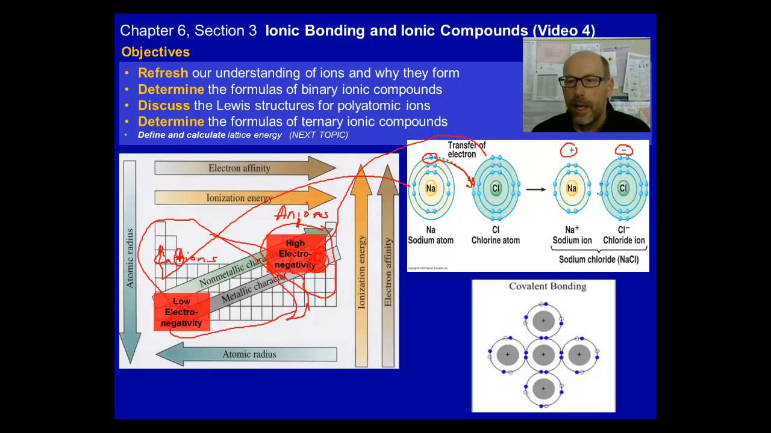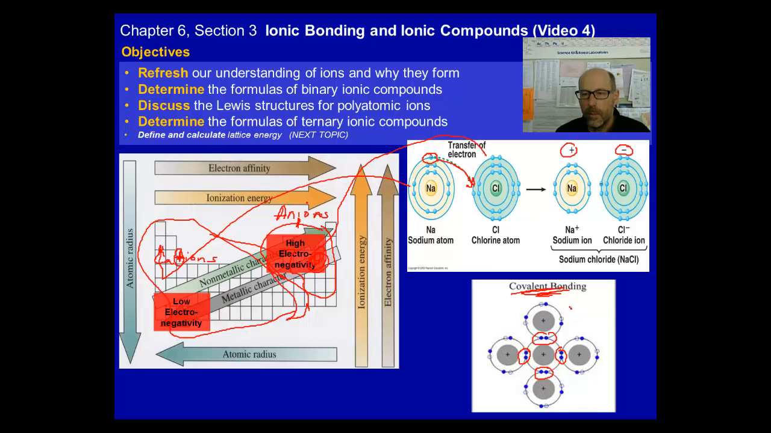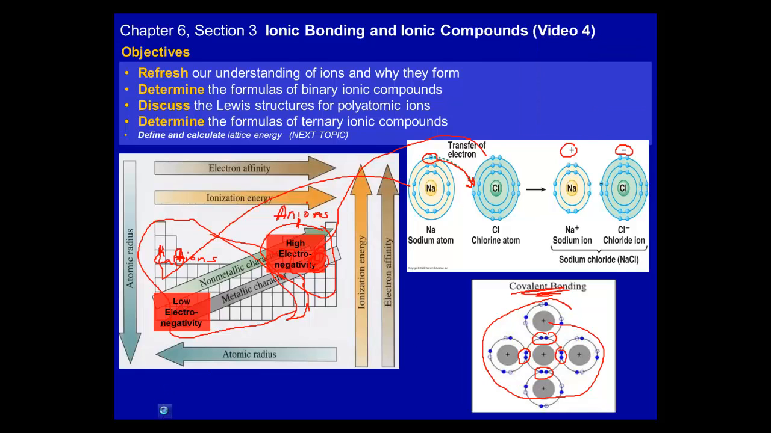So this is ionic bonding, and this contrasts with covalent bonding down here, in which we had shared pairs of electrons forming covalent bonds and making this whole thing into a molecule. Let's take a look at the next page.